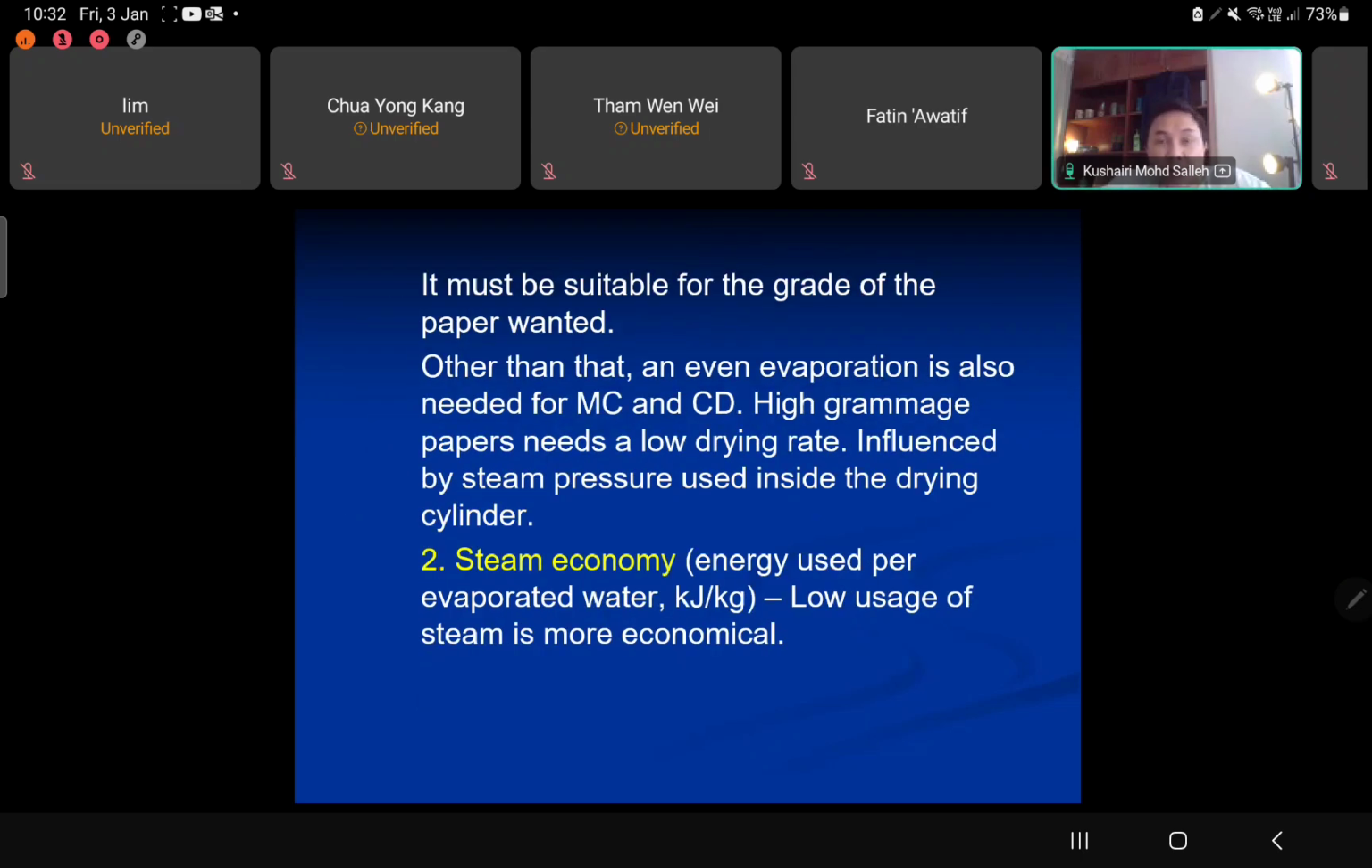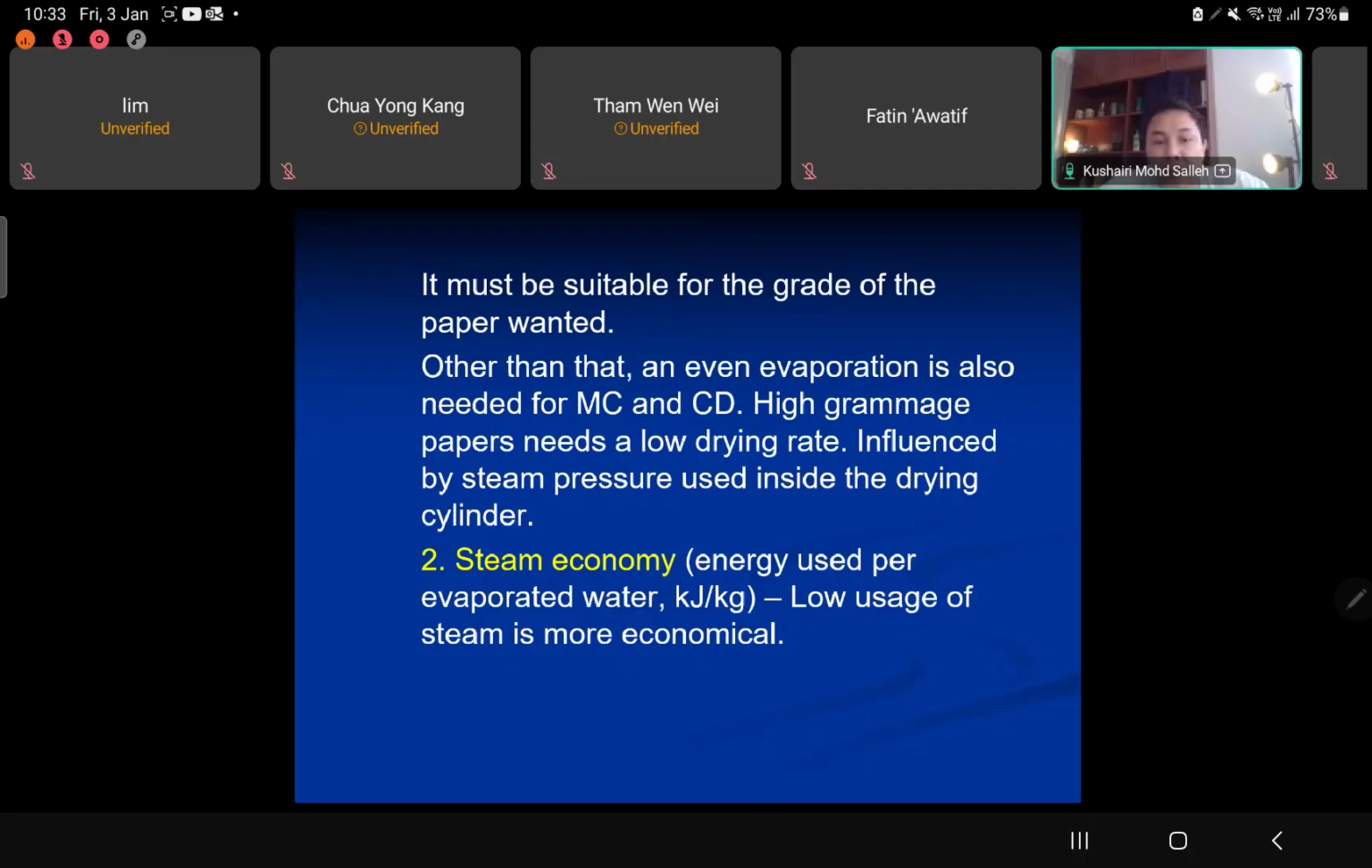And then the second factor is the steam economy. When we are talking about the steam economy, we are referring to the energy used per evaporated water. Okay, so kilojoule per kilo. So low usage of steam is more economical. So that's why in the paper making, once they have grade A, for instance, it could be anything. The secondary fiber could come from the office, could come from paper waste, or maybe most of the fiber used has a higher portion of virgin pulp. So it depends on the quality of the fiber they manufacture.